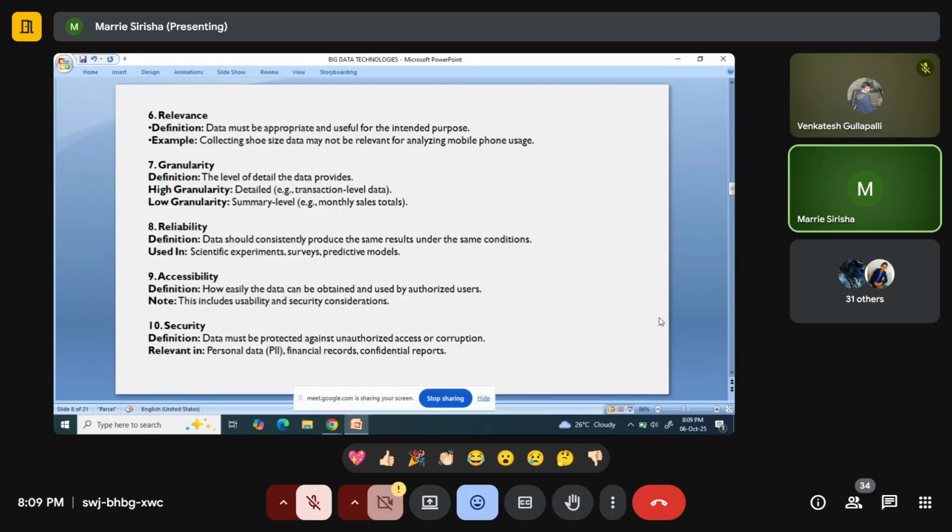And see, this includes usability and security considerations.